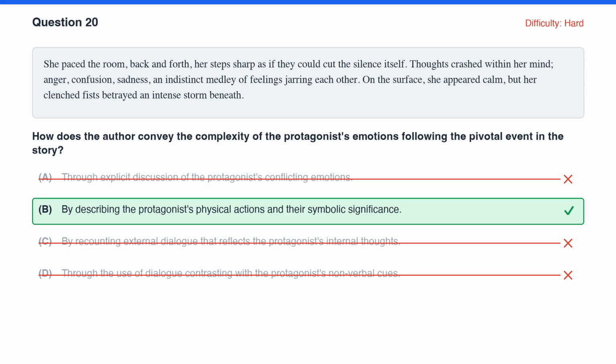Choice B fits precisely. The author shows the pacing, the sharp steps, and the clenched fists, and these physical actions symbolize the inner turmoil that the surface calm tries to hide. The body becomes the vehicle for the emotional complexity rather than direct exposition.